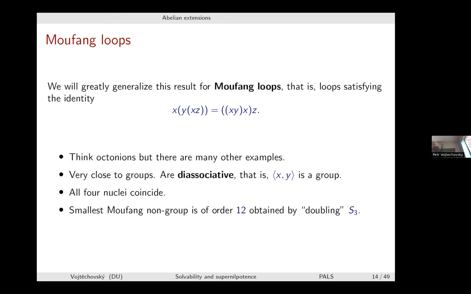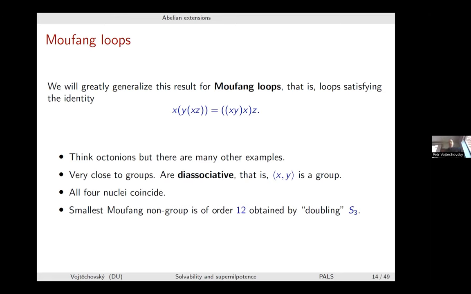This might be a variety that you have heard about before, even if you don't work in non-associative algebra, because maybe you have heard of octonions, right? And octonions, as a generalization of quaternions, are a non-associative algebra whose elements of, let's say, norm one, or at least non-zero norm, satisfy this law. They form a Moufang loop.